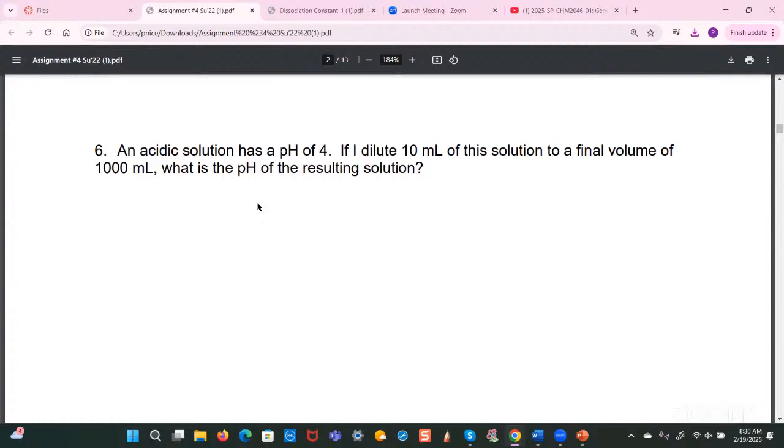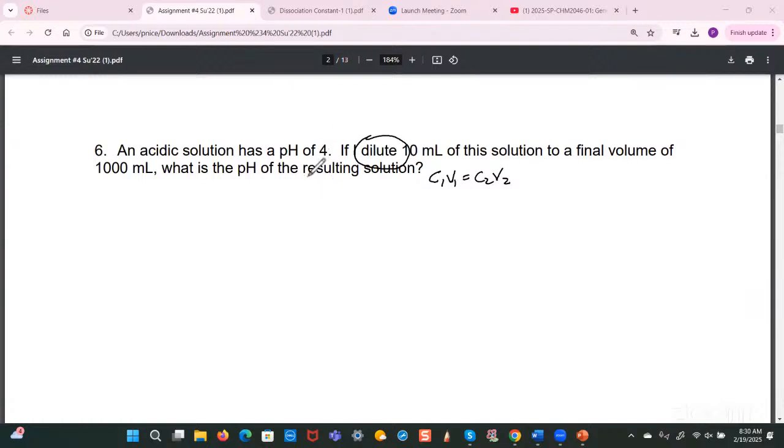Okay, this one is rather simple because they gave you an acid solution with a pH of 4, and then you diluted 10 mL to a final volume of 1,000 mL. So the question is, what is the pH of the resulting solution? Now, what equation comes to mind when you see this word? Does this look familiar? The dilution equation? All right.